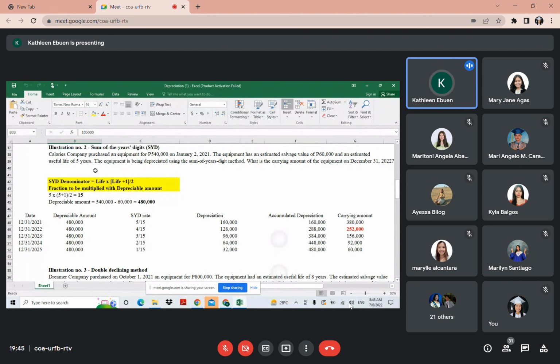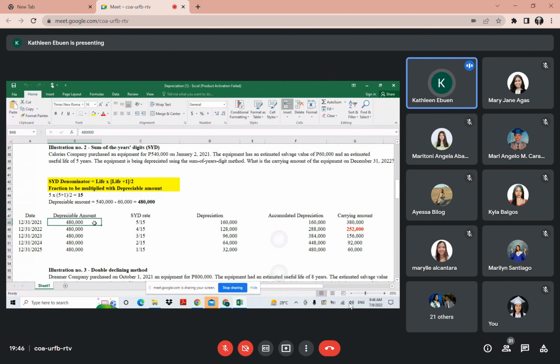Okay. So, to get the SYD, ito yung pinakita kong formula kanina, life times life plus 1 over 2. And then multiply natin to depreciable amount. For the first year depreciation, kunin nyo muna yung depreciable amount, which is cost less salvage value. So 540,000 less 60,000. Depreciable amount po natin is 480,000.